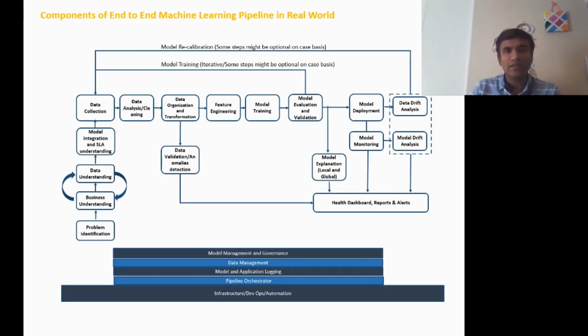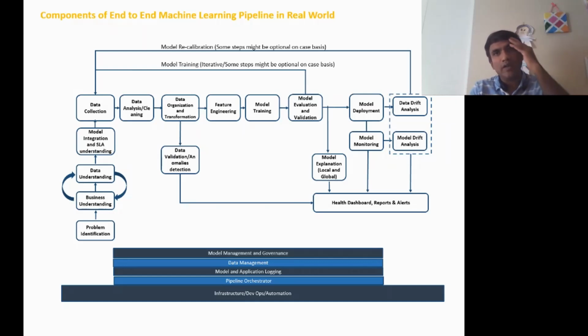If you see this diagram, it's divided into the bottom part, that is what we call a horizontal capability, and the top part, which is very use case specific. When we say horizontal, these are cross-project capabilities. You don't want to build the infrastructure for each project. You don't want to create a pipeline orchestrator for each project. So you build these capabilities and you have multiple use cases that can come and leverage them.